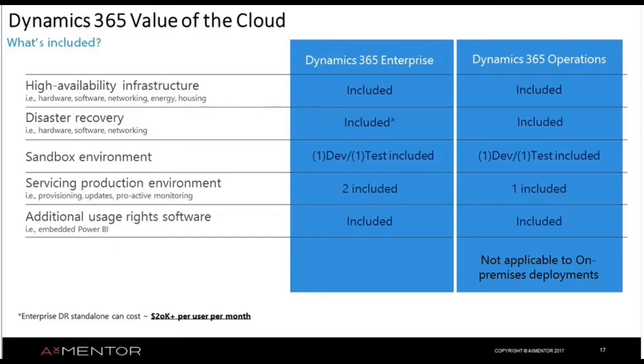The left-hand side says 2 included because originally it was lumped in with operations. And then you would get additional usage rights to things like embedded Power BI, Power Apps, and then if you have Office, those integrations as well. But there are cases where you might need an additional license for those things. So I'll continue to put that caveat in there. And then of course, what you're seeing in front of you is not applicable to on-premise deployments.